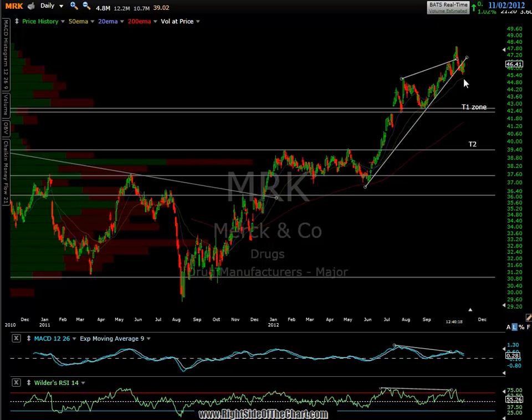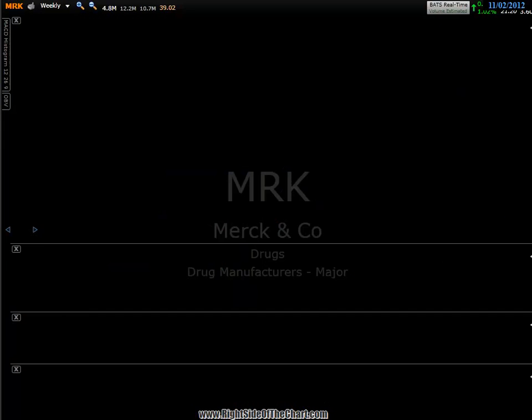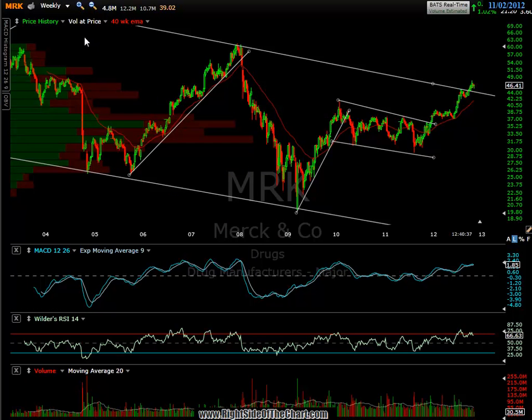So I do expect a reaction at this T1 zone level somewhere in here, bounce or prices to maybe consolidate for a little bit, but if and when they do break below that level, I'd say the odds are pretty good of T2 being hit. Again, negative divergences were put in place there. Let's see anything on the weekly chart.